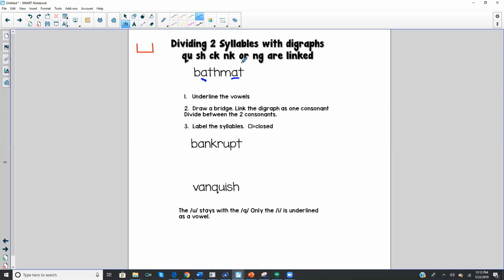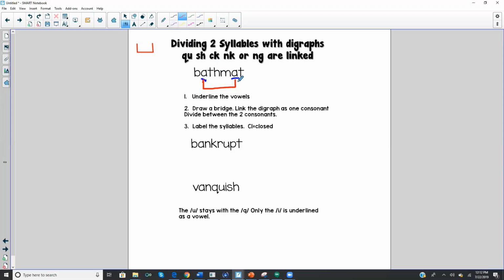And we know what this one is, but we're just going to use the procedure anyway, in case it's one that we don't know what it is. So we're going to underline the vowels, and then what's the next thing we're going to do after we've underlined the vowels? We're going to draw a bridge, right? Between the two vowels.